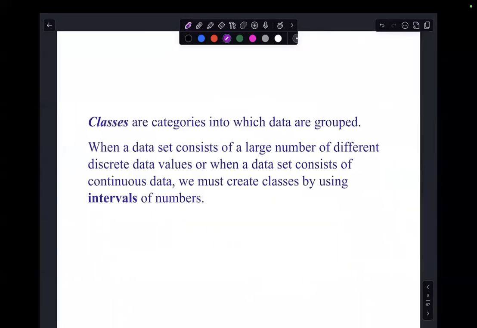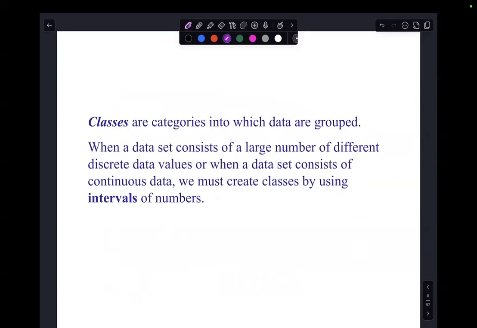Okay, let's move on. So classes. This is when we're dealing with either discrete or continuous data, if we have a large number of values of continuous data or a large number of values of discrete data. I think I have an example. I don't want to try to come up with something off the top of my head.